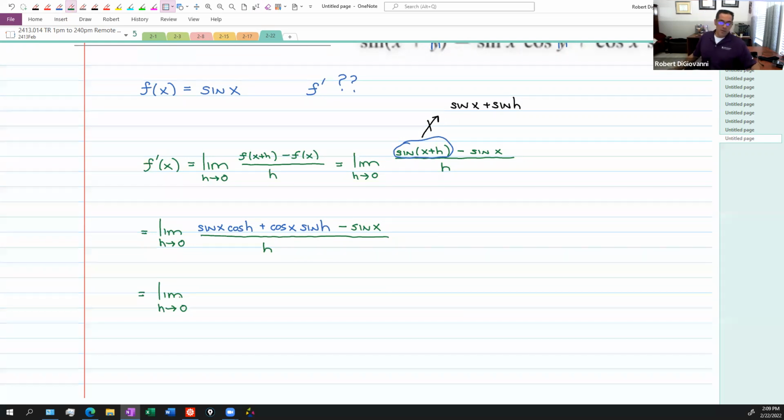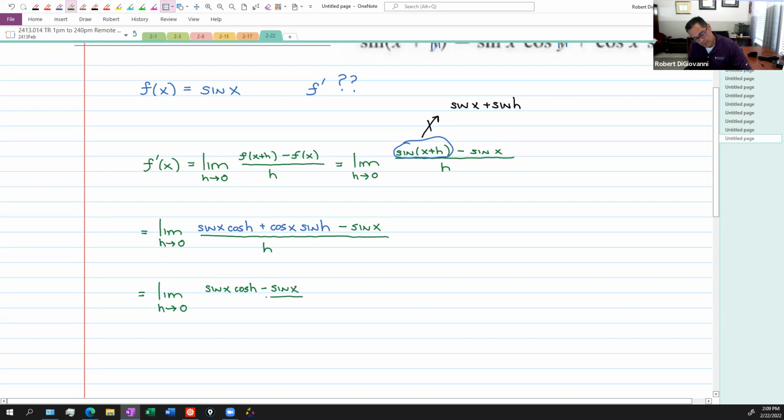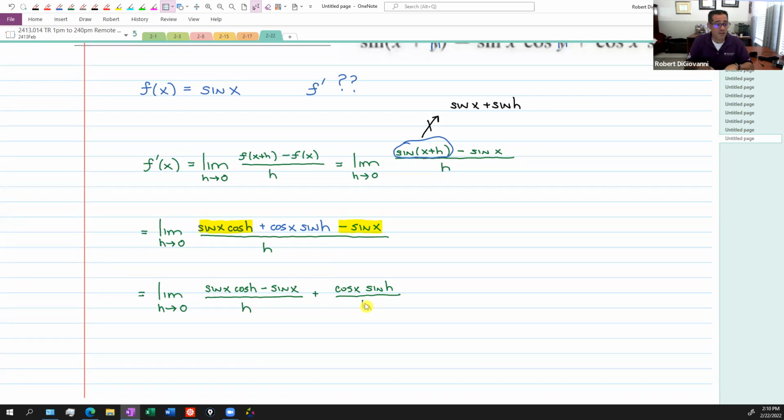Okay, so here's what I'm going to do: sine x cosine h minus sine x, all of this over h, plus cosine x sine h, all of this over h. All I've done here is I've put this piece and this piece together, and put those two over h. And then I put this blue one over here and put that over h. So I've split this fraction into two fractions. Do y'all agree I can do that algebraically? Any complaints or gripes about that?